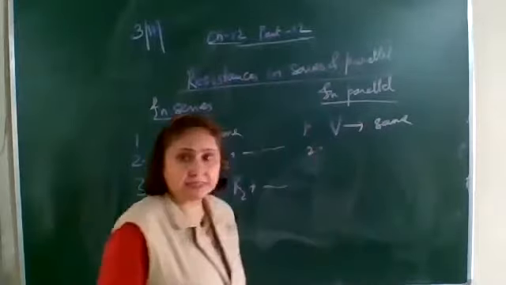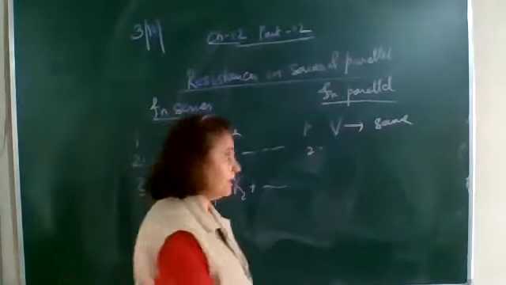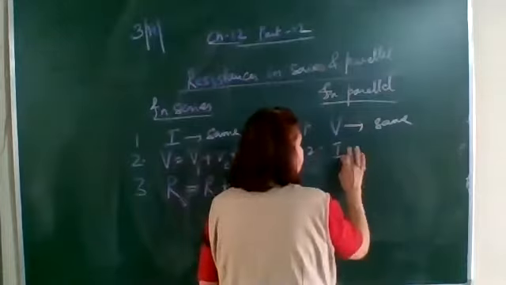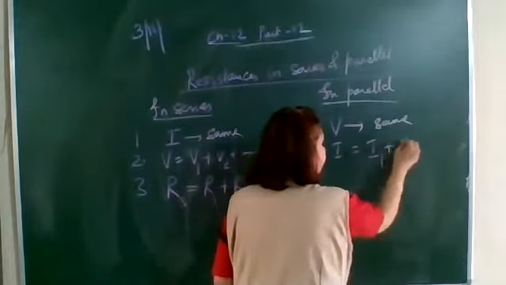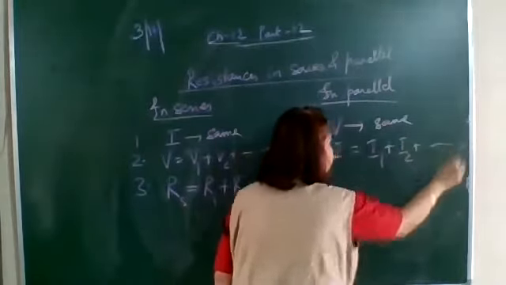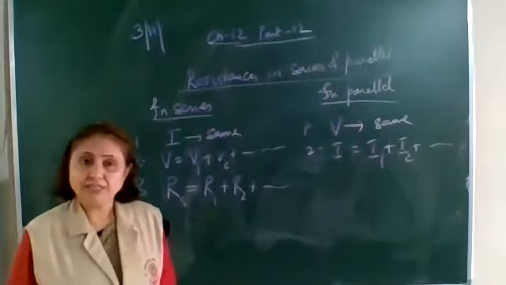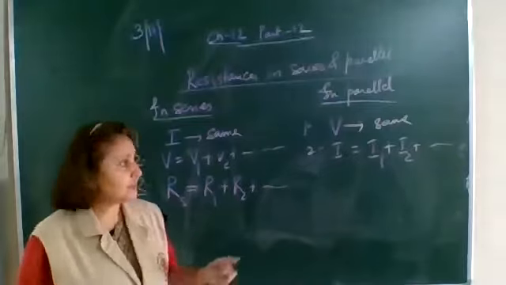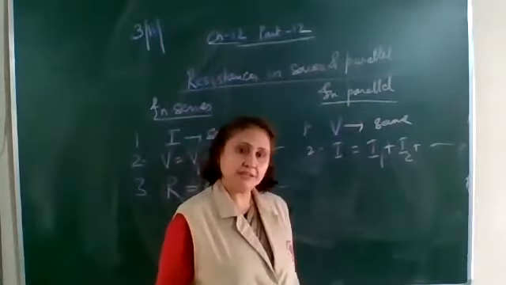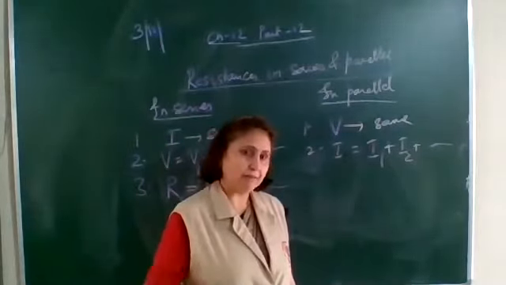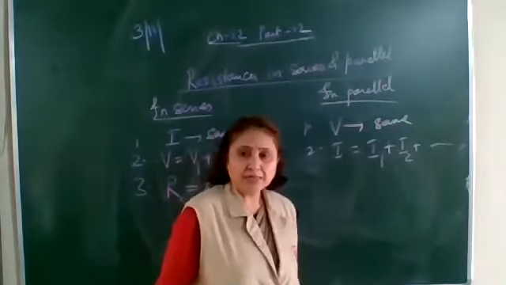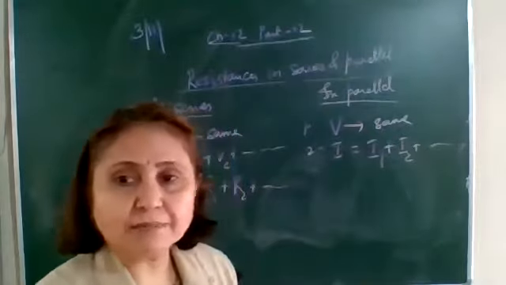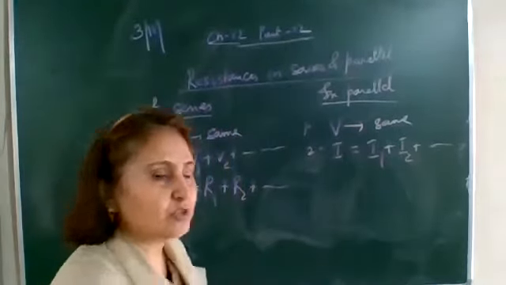And the second is that the total current given by the battery is equal to the sum of the currents in individual branches. That is I is equal to I1 plus I2 and so on. As many resistors as there are, that many branches there will be, and the total current will be equal to I1 plus I2 plus I3 and so on.